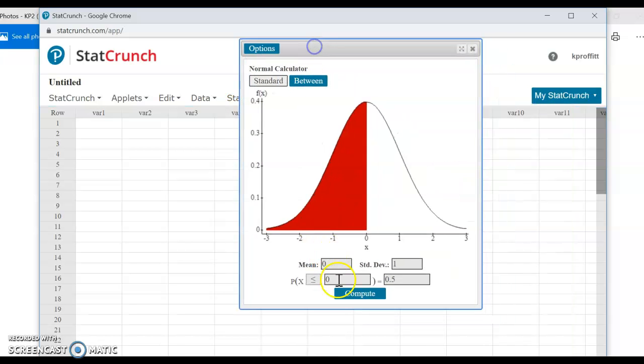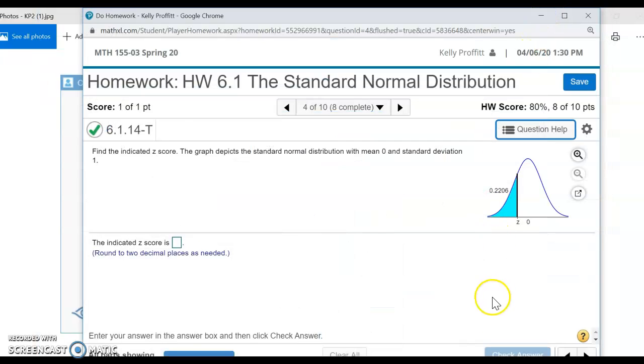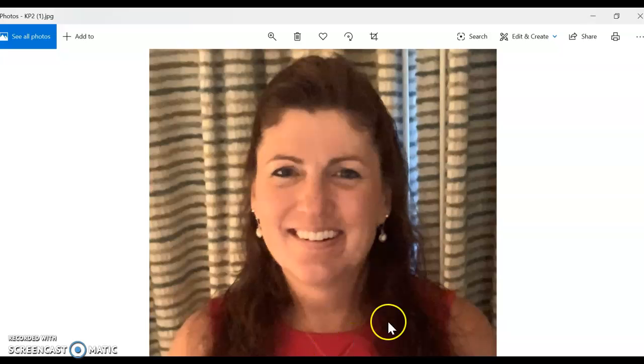Okay. And the mean is 0. The standard deviation is 1. We're looking for the z-score here. And we're looking for the area to the left. So we're looking for the probability that the x will fall less than or equal to the z-score here when the area, now I'll type the area in here, and I forgot what it was. Let me look. It's 0.2206.